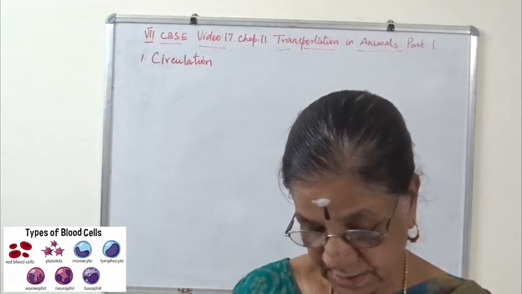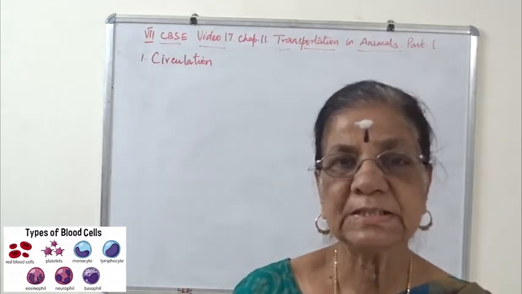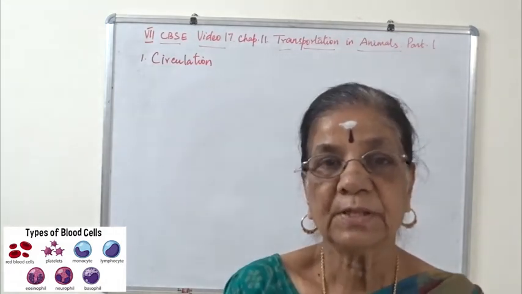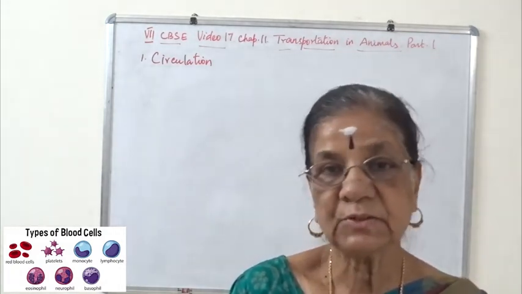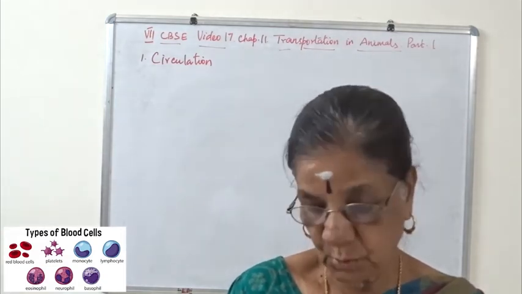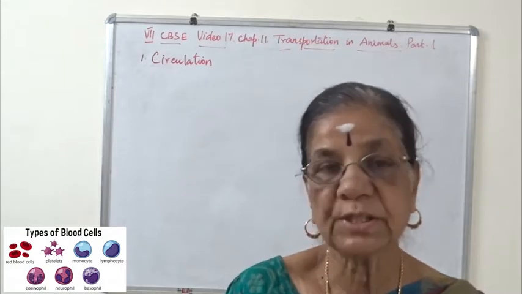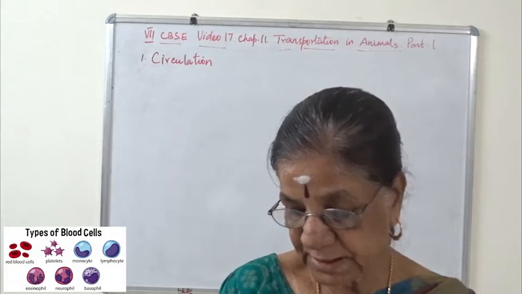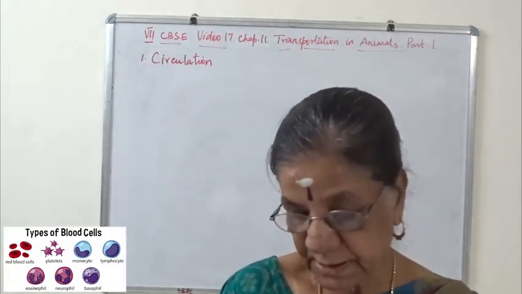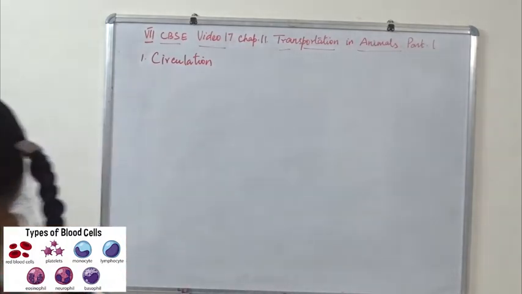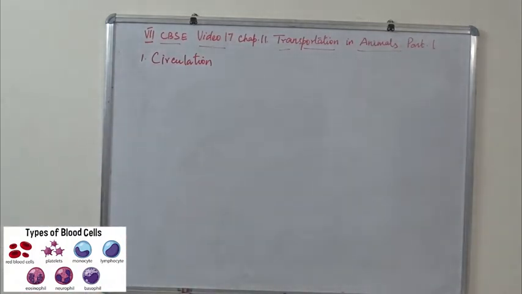Blood carries oxygen to every cell of the body. It collects carbon dioxide from various parts of the body and takes it to the lungs for gaseous exchange, where it is removed from the body. It supplies nutrients to every part of the body and helps to remove waste products from every cell. Blood also contains white blood cells, which help to fight infection. So this is transportation in animals.